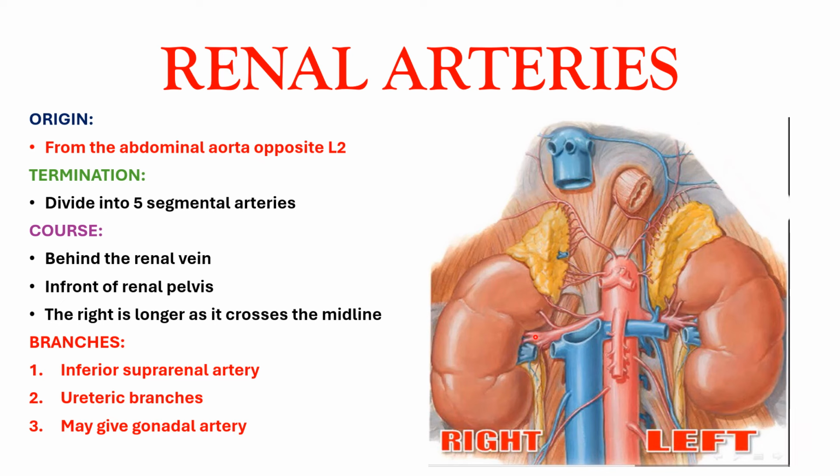For the course of the artery, the renal artery is behind the renal vein and also in front of the renal pelvis. We can see closely that the right renal artery is longer than the left. For the branches, we have the inferior suprarenal artery, which supplies the left suprarenal gland. Then we have this one, going all the way to supply the right suprarenal gland. So that's the inferior suprarenal artery. Then we have branches to the ureter called the ureteric branch, and in 15%, it may give gonadal arteries.